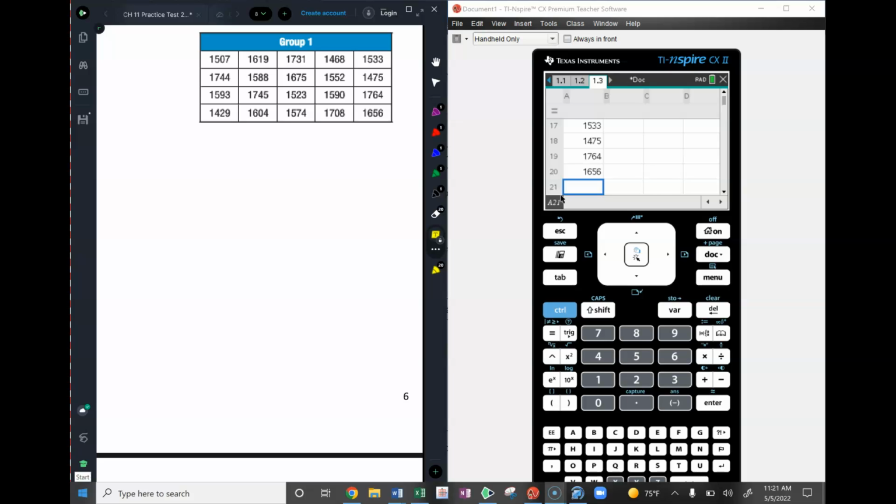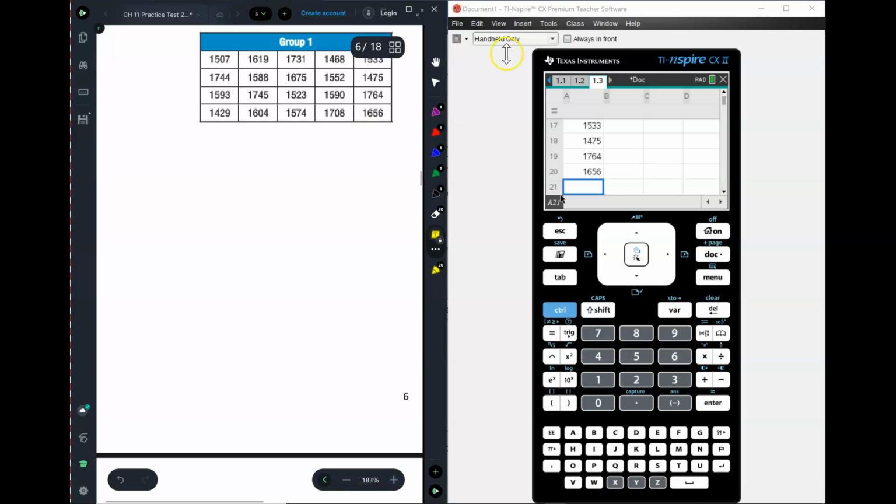Listen, before you do anything, make sure you have at least the same number of data points as what's in your table. So here we have a 4x5. We have 20 in here, so that's good. Okay, so let's go ahead and do the calculations here.